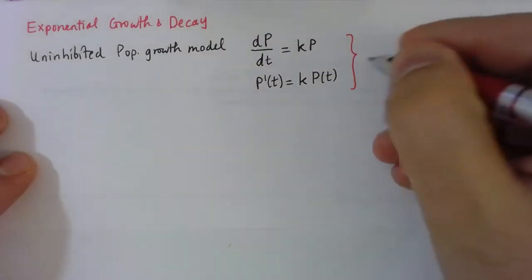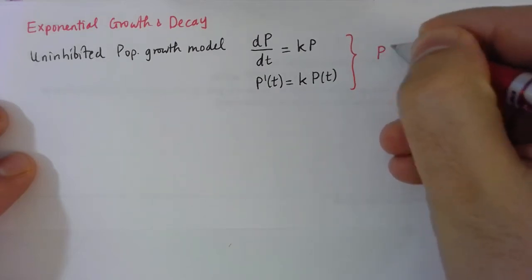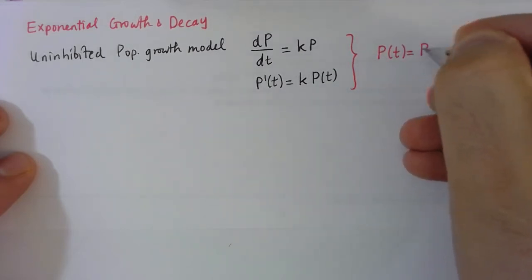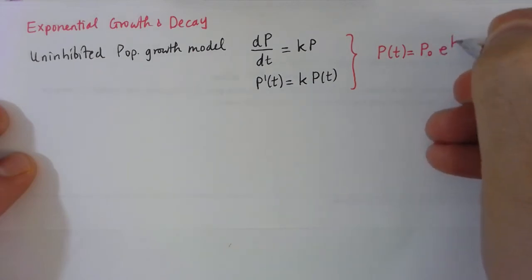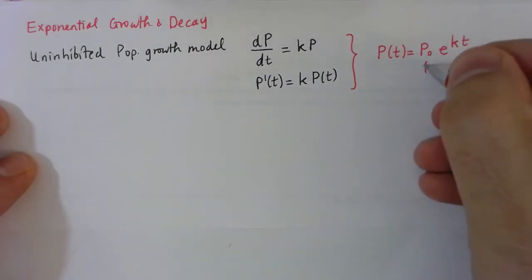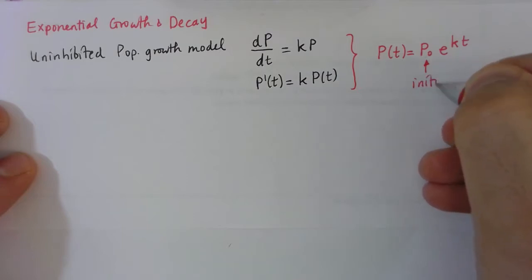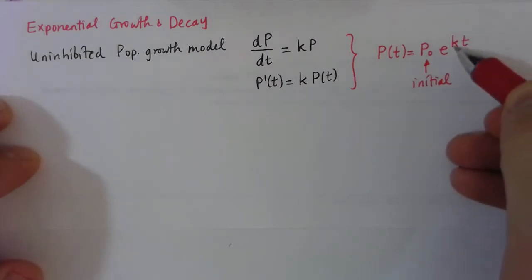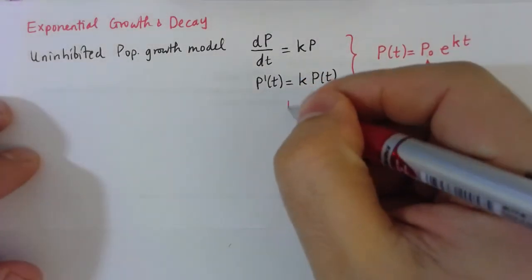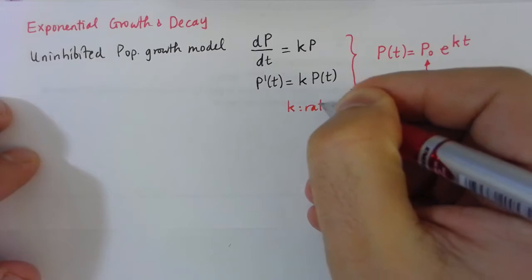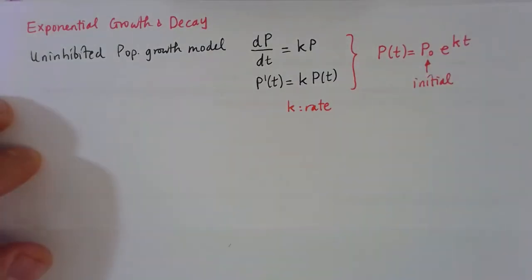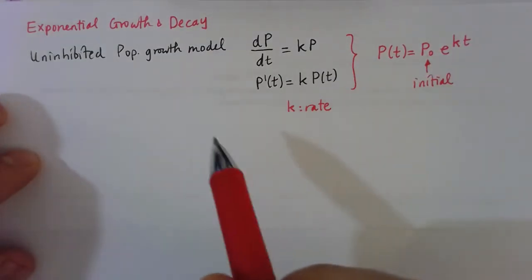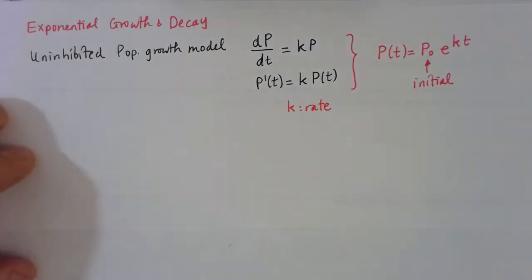The solution to this differential equation is p of t equals the initial value p0 times e to the power k times t. So p0 is our initial value. This is what we call the exponential growth or decay model, depending on k. We think of k as the rate and p0 as the initial value. So this directly produces the exponential model p0 e to the kt. And we can clearly check this over an example.